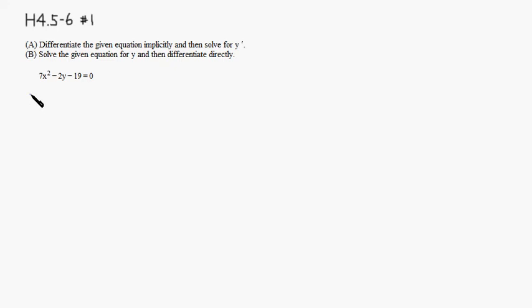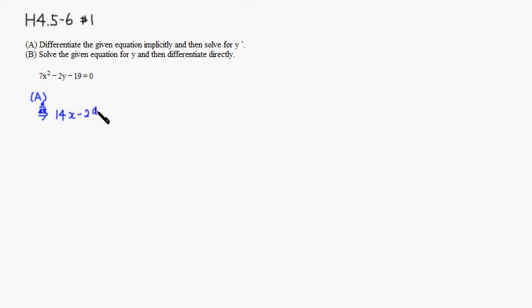For part A, we're going to just go ahead and take the derivative directly from the equation. So that's going to give you the derivative of 7x squared with respect to x. It's going to be 2 times 7 is 14x, and subtract 1 from the first power. Derivative of negative 2y would be negative 2.